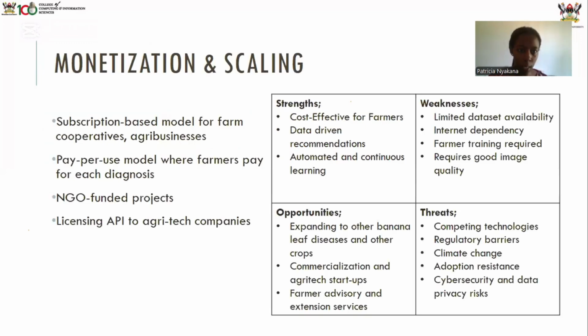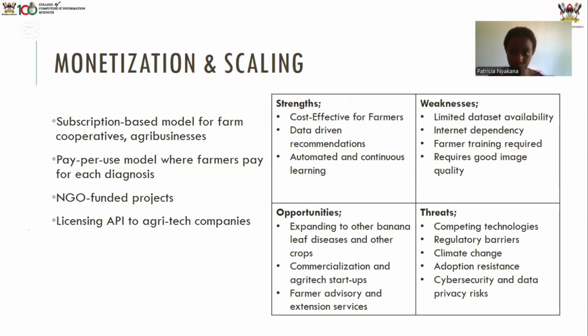Then monetization and scaling, how we plan to monetize our project. We plan to have a subscription-based model for farm cooperatives and agribusinesses where they'll be paying per month according to the features that they want to be able to access. Then we also have the pay-per-use model where farmers will pay for each diagnosis, each image that they put into the system. They will have to pay for that diagnosis.